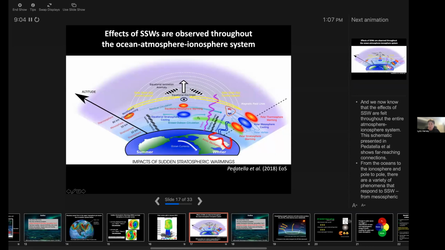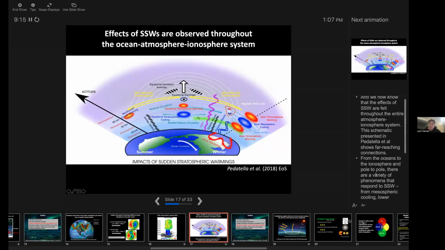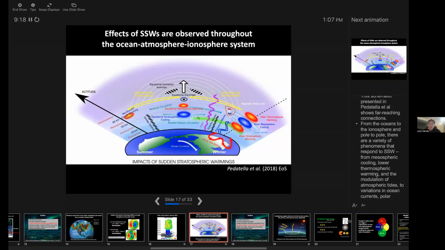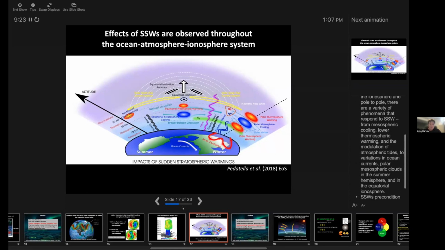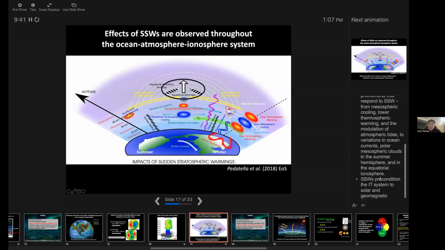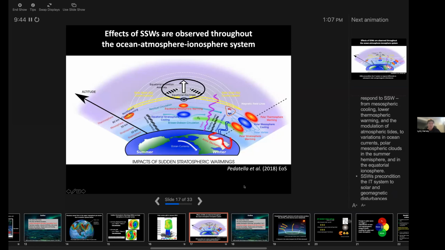And we now know that the effects of these stratospheric warmings are felt through the entire atmosphere-ionosphere system. The schematic presented in Pedatella et al. shows far-reaching connections from the oceans to the ionosphere, and pole to pole, there are a variety of phenomena that respond to stratospheric warmings, from mesospheric cooling to thermospheric warming, a modulation of atmospheric tides, even variations in ocean currents, variations in polar mesospheric clouds over the summer pole, and in the equatorial ionosphere. Thus, stratospheric warmings precondition the ionosphere-thermosphere system to solar and geomagnetic disturbances.